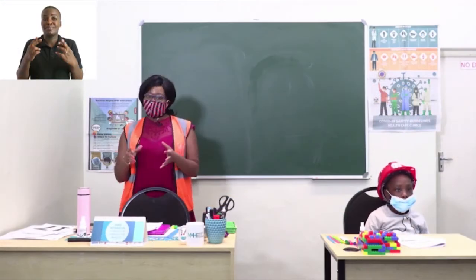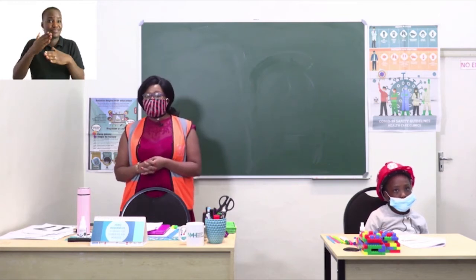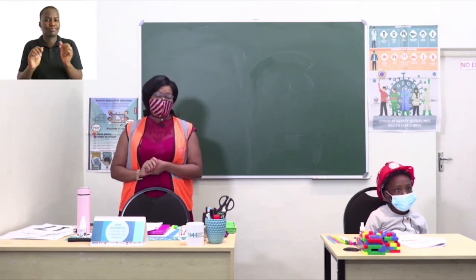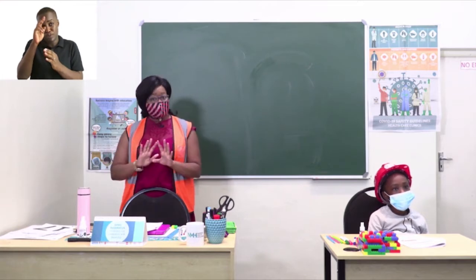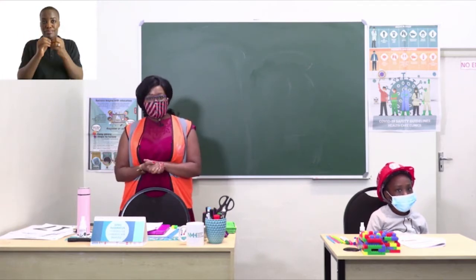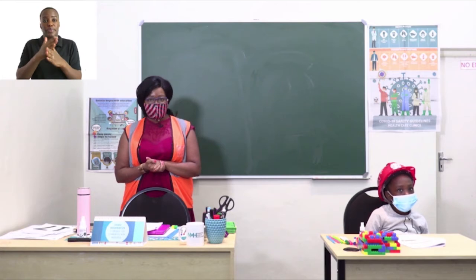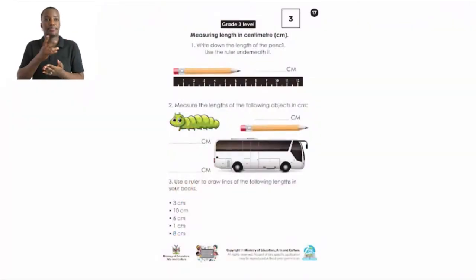I hope you enjoyed the last exercise and that you did it correctly. Don't forget, odd numbers and even numbers are different. Now let us move to the next exercise on page 17. We are now talking about length, and we are going to measure the length in terms of centimeters. Now, centimeters are the way that we use to measure with a ruler.